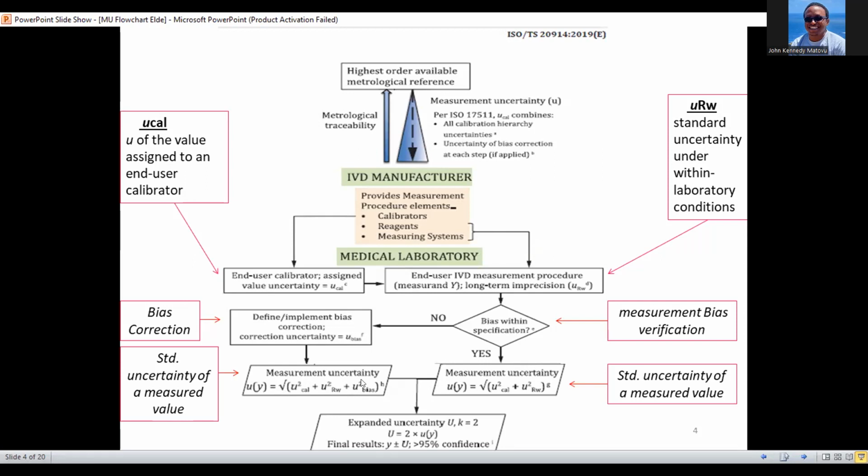Again, this is an example of combining several uncertainties. Once you have this uncertainty of a measurand, you can simply expand it by multiplying, and usually we use 95% confidence interval, so it would be 2. If you want to use 99, then expand it by multiplying 3. Is this flow chart helpful enough to understand how we estimate our MU in the lab?